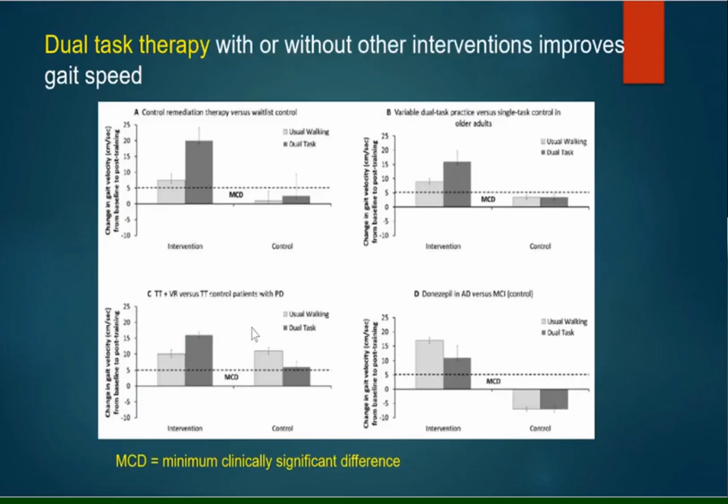So here's the evidence that dual task therapy, and when you say dual task therapy, that means simply counting backwards while you're walking. You just need to do it for a few minutes each day. And you can see with the dark gray zones here that the gait speed, in this case, improved substantially.